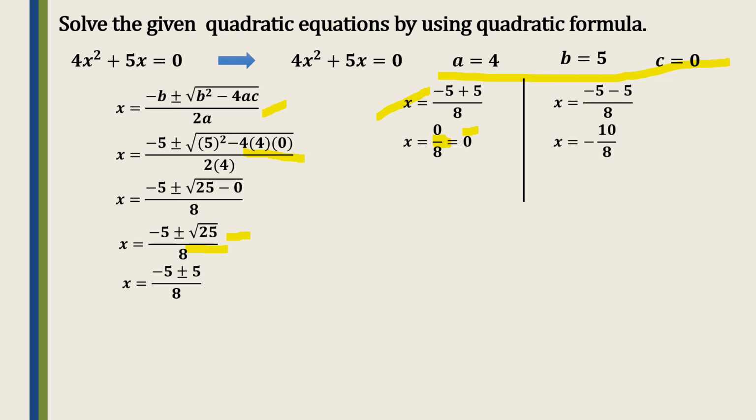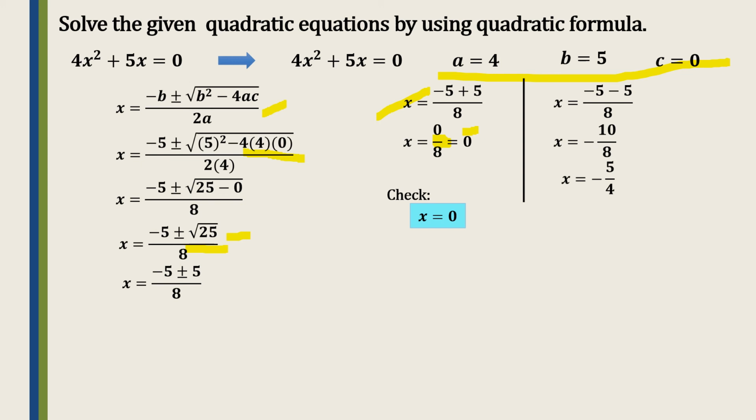Next, x equals negative 5 minus 5 all over 8. So, negative 5 plus negative 5, we will have negative 10 all over 8. Pwede nating i-simplify kasi ang 10 at 8 ay divisible ng 2. We will have now negative 5/4.